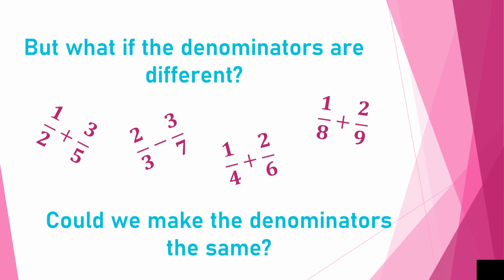But what if we're trying to add or subtract fractions that have different denominators? What would be the simplest way to do that? Can we add 1/2 to 3/5? Or can we subtract 3/7 from 2/3?